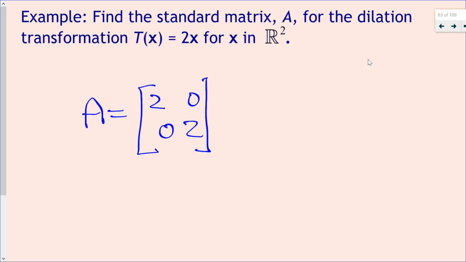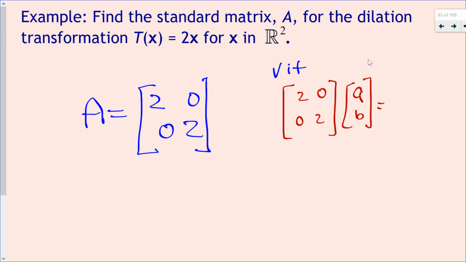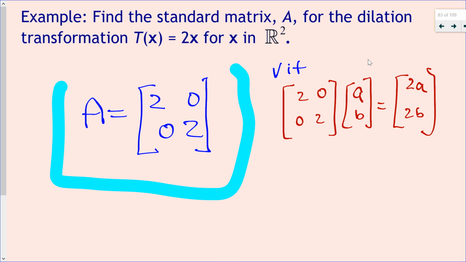So if we take a vector, a, b, you would get 2a, 2b. Nice job. How'd you come up with that? I used the 1, 3. Good. Yeah, so that would be a dilation matrix because it essentially doubles every component.